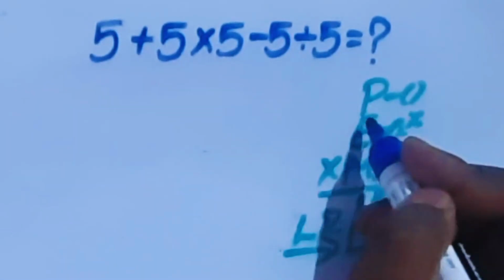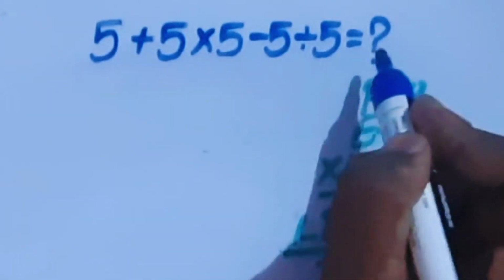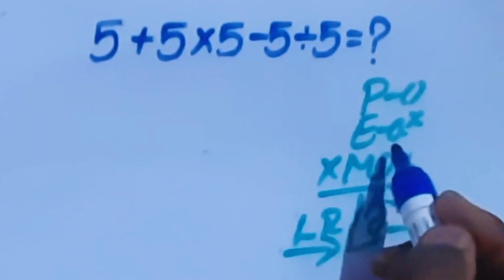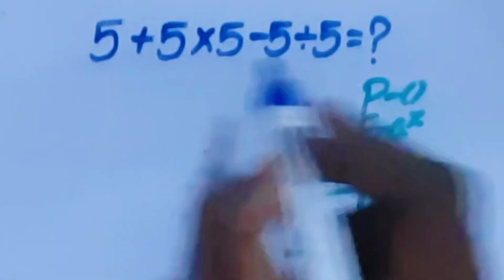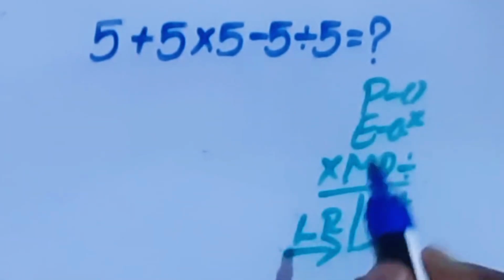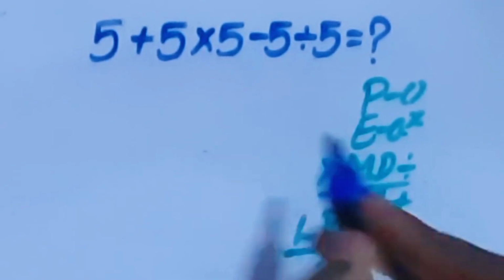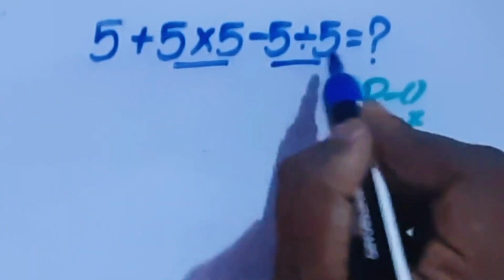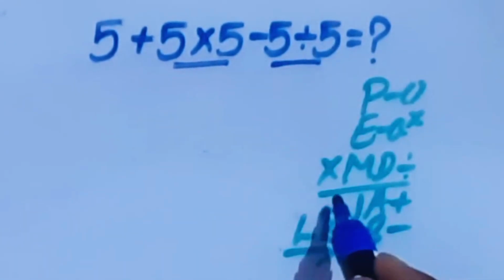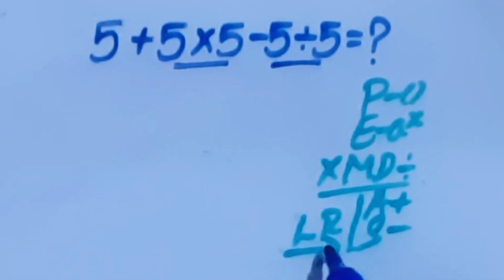As per the order of operations PEMDAS, the bracket is the higher priority. In this problem we don't have a bracket, so we move to the next priority, exponent. In this problem there is no exponent either, so we move to the next priority, multiplication and division. Here we have multiplication and division, both of equal priority. For this equal priority we have introduced the left to right rule.